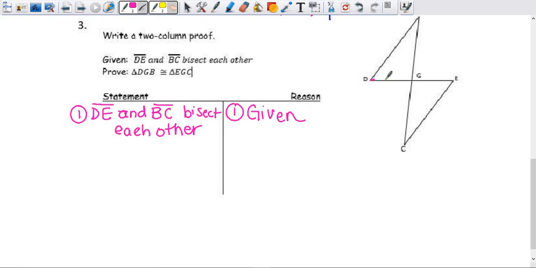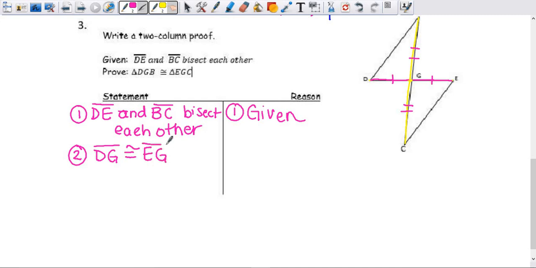So if DE is right here, and BC is this line right here, and it says they bisect each other. Bisect means to split in half. So what that would do is split it so that this point right here becomes the middle, and I've got that congruency there, and I would also have that this line, the yellow line, was split up as well. So now I already have some sides that are congruent from the fact that they bisected each other. So let's write that statement.